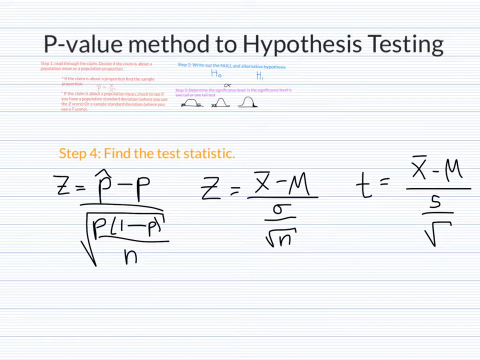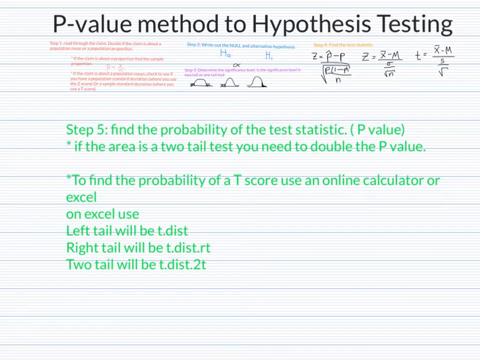Step 5 is where it gets a little bit more unique than what we've seen before. For step 5, you need to find the probability of the test statistic that we just found, and that is called the p-value. If the area is a two-tail test, we do need to double the p-value. However, if you do use Excel to find the t-score, and you can also use Excel to find a z-score distribution, it can give you the two-tail probability so you don't have to double it on your own.